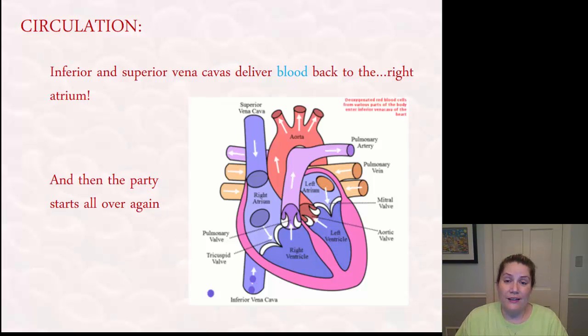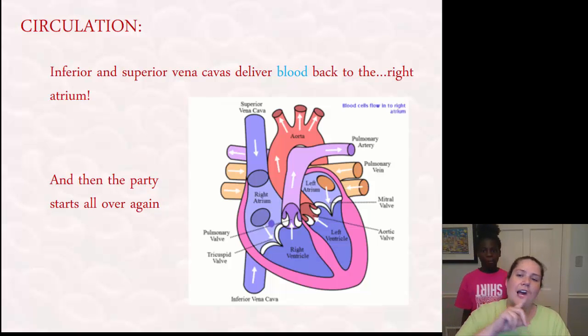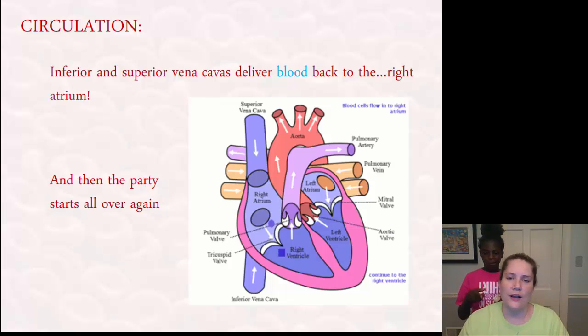I know that's overwhelming and it's crazy, but you have to know it. You've got to know that path of blood. You should be able to pick up a blood cell from anywhere in the heart or anywhere in the body and trace its path all the way back to where it came from.